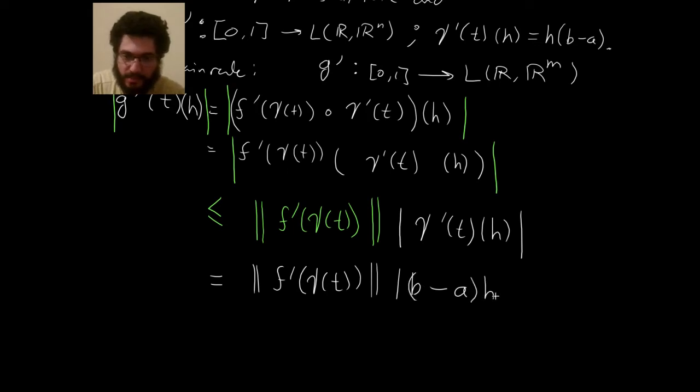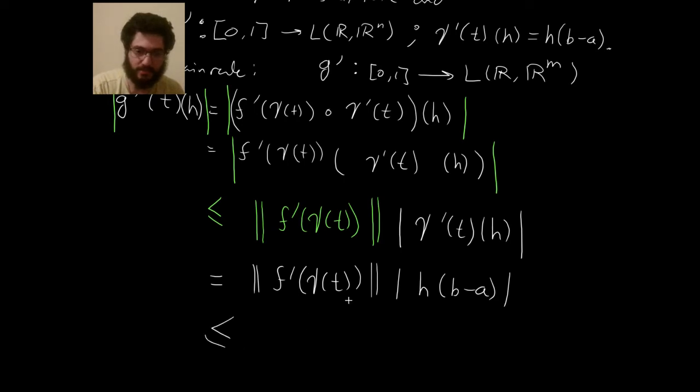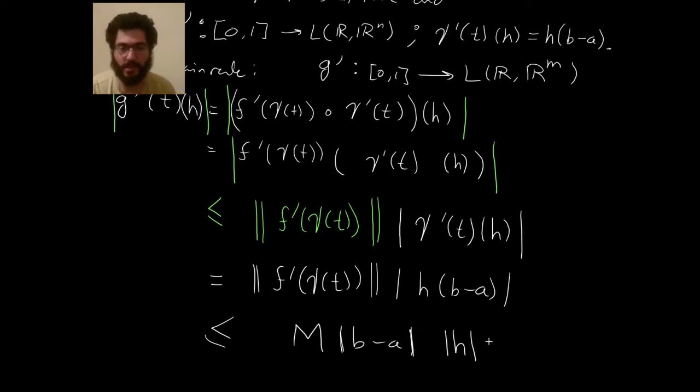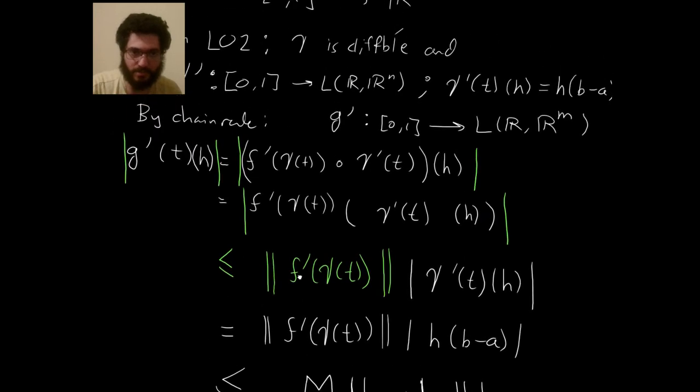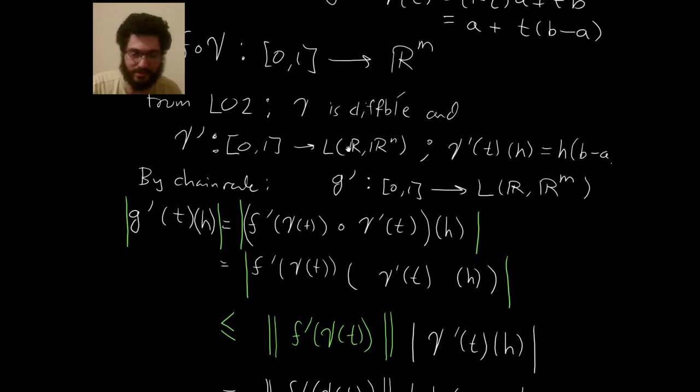B minus a times h, right? Or I think it would be more natural to write h times b minus a, scalar times vector. And that's less than or equal to, so now I can use the bound I have on the derivative of f, m times, and let me write it like this, the norm of b minus a times the absolute value of the real number h. So here h is a real number because these are linear maps from R.